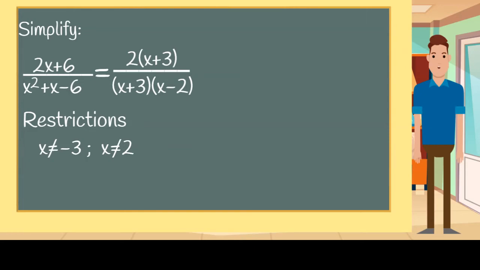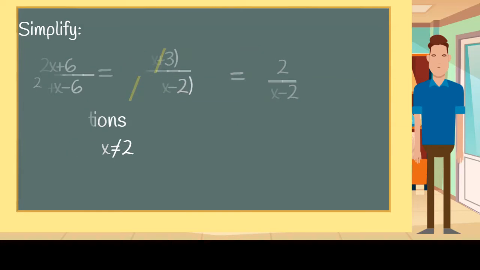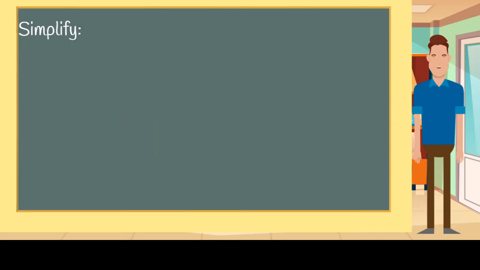Notice that the numerator and denominator share a common factor x plus 3. This can be cancelled out. Therefore, the simplest form of the rational expression is 2 over x minus 2, for x is not equal to -3 and x is not equal to 2.